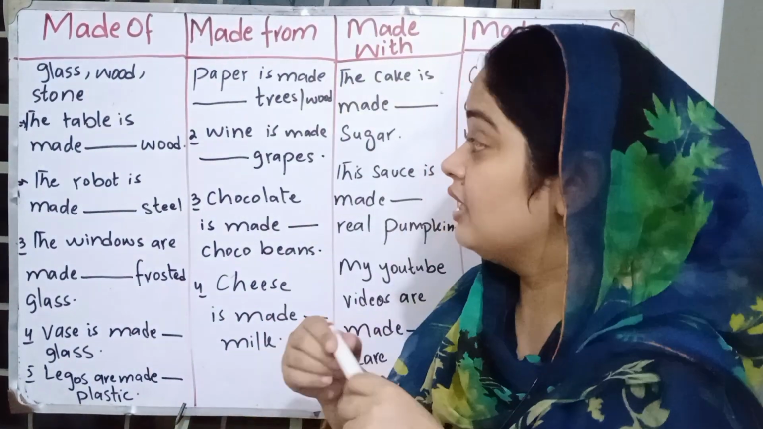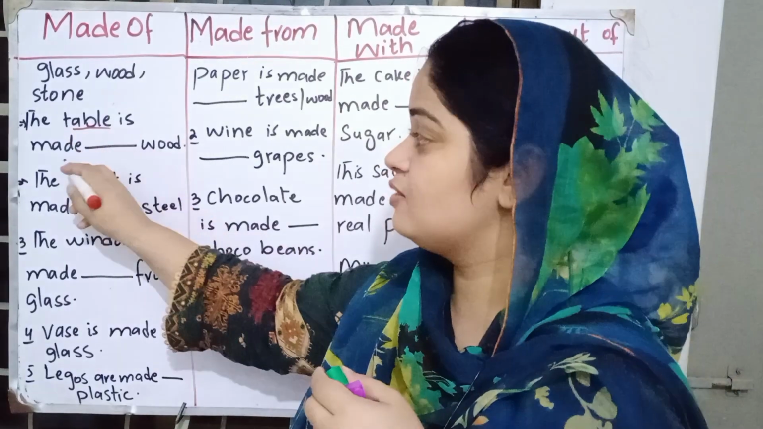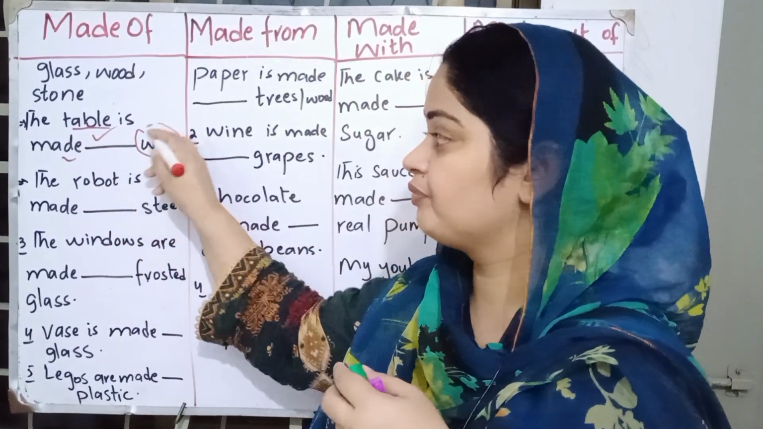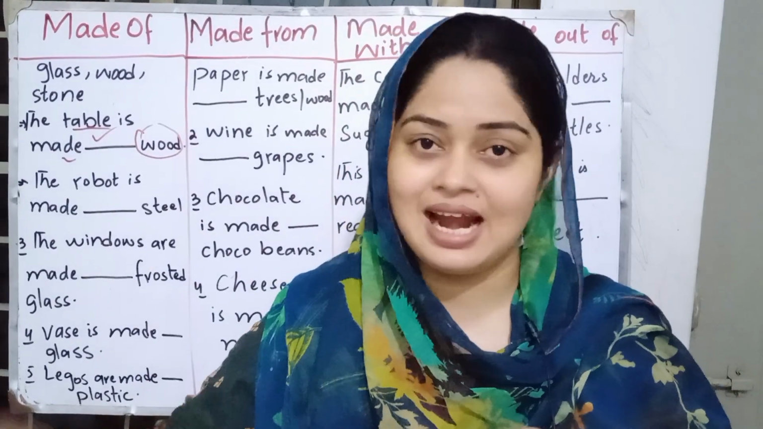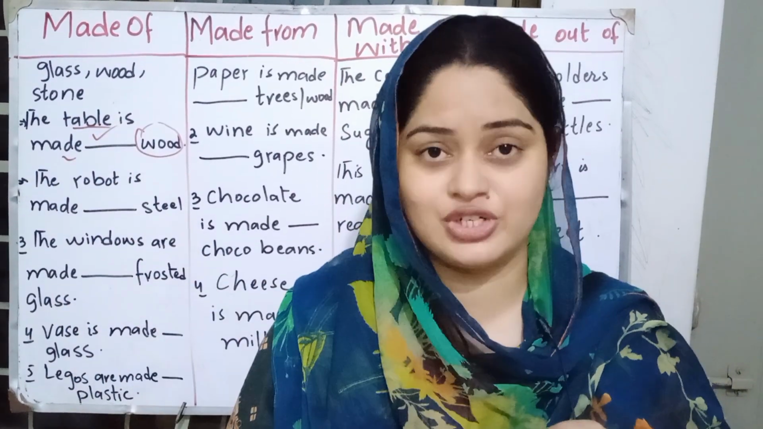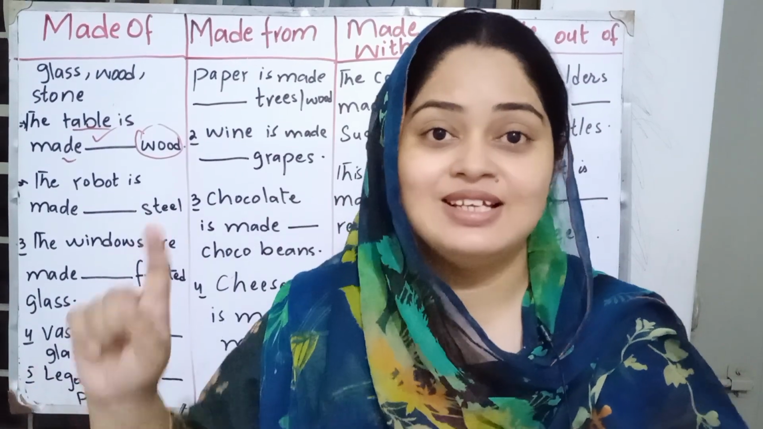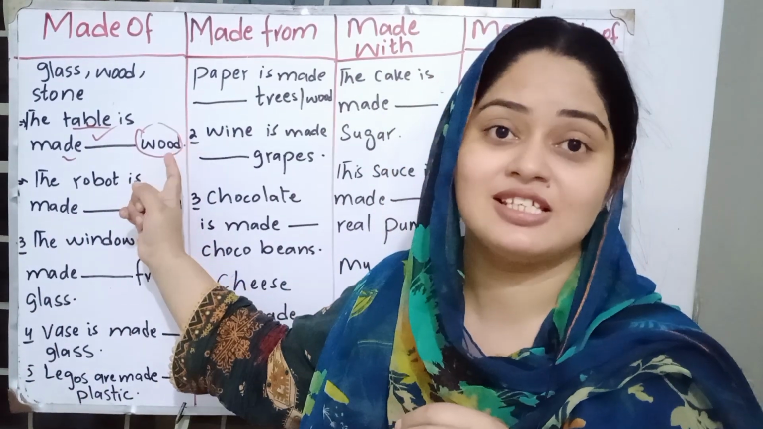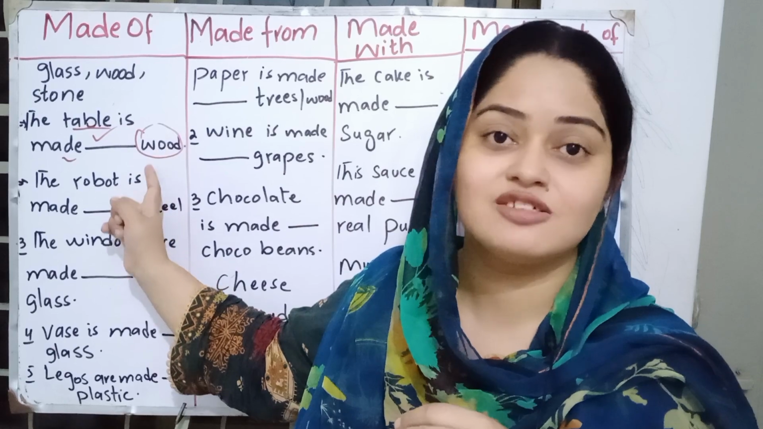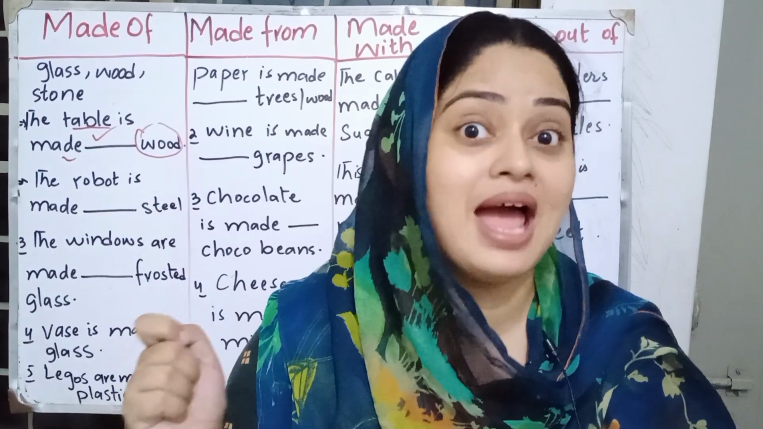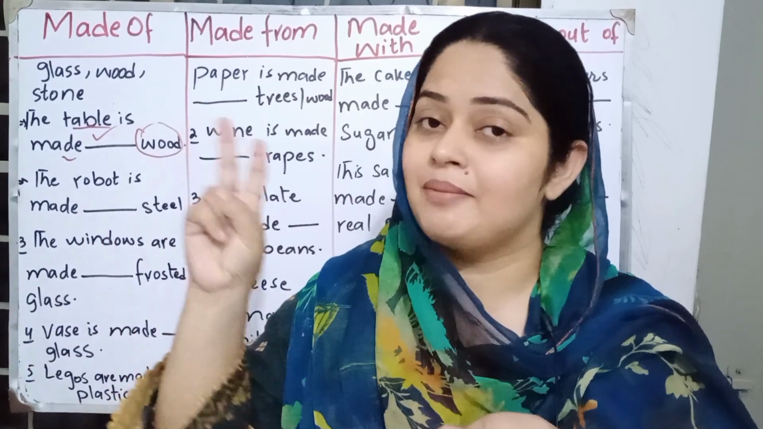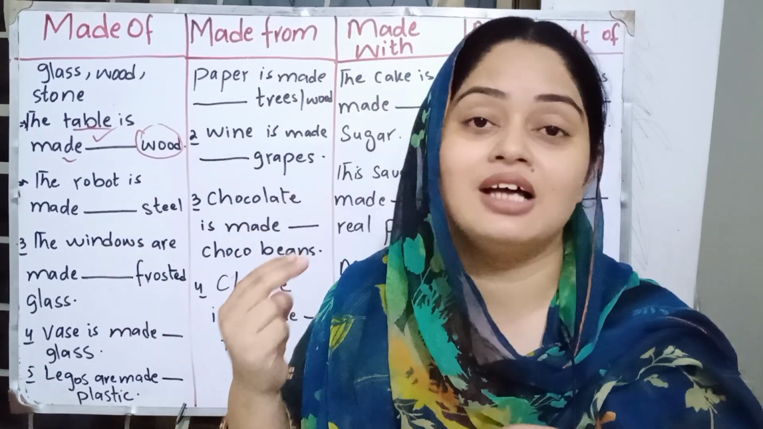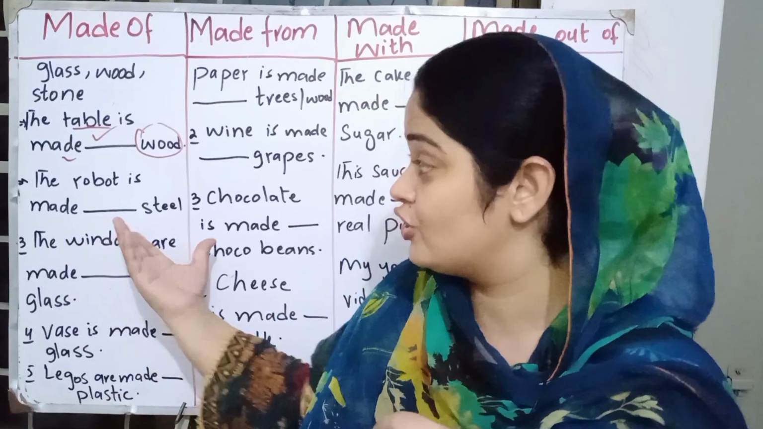For example, the table is made of wood. We can easily say that this table is made of wood. We can recognize the material with which something is made, that is wood. We can even get back the material. Number one, we can recognize. Number two, we can get back the original material, that is wood.